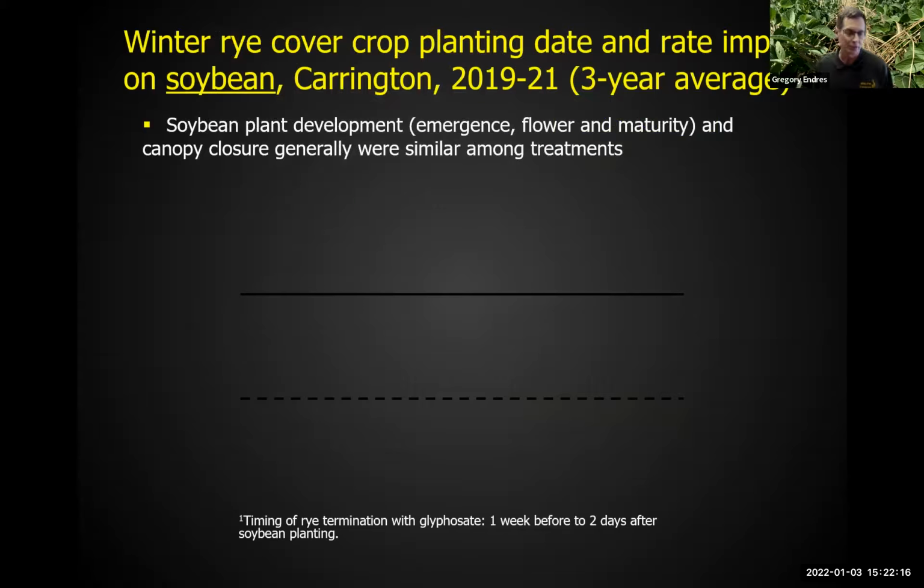And then, of course, you might be interested in what's the impact on soybean. And so this is a 3-year average. And what we found on soybean plant development, where we noted the emergence of the soybean plants, flowering time, and maturity, as well as canopy closure, is that they're generally quite similar amongst the treatments.